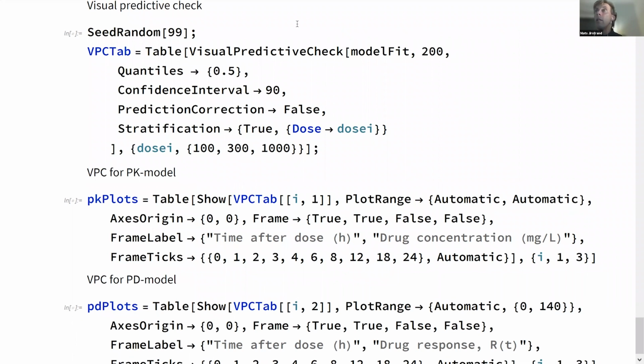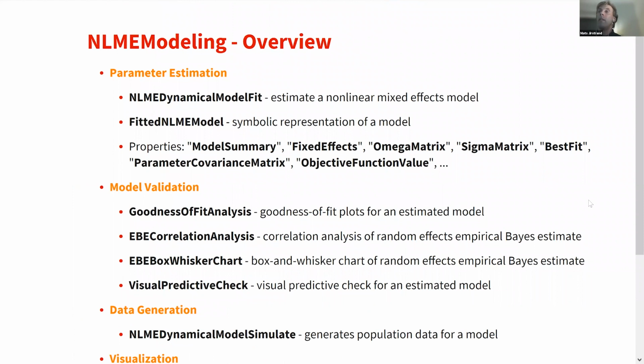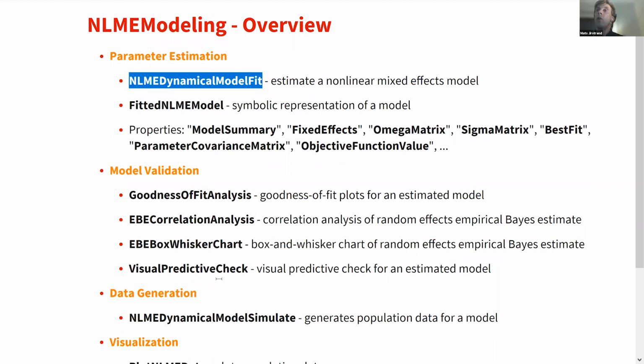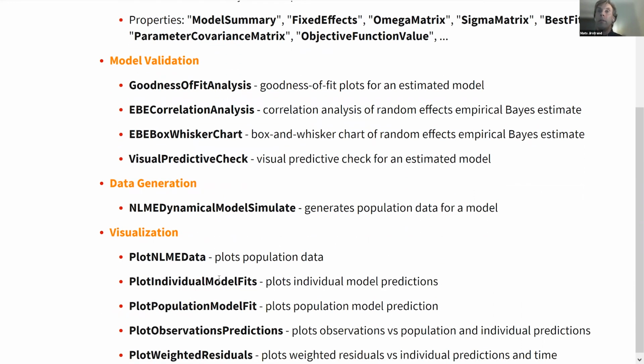I think I continue over to have room for some questions also, to just briefly go through. There's a regular guide page for the application. What we have seen is the main command is NLME Dynamical Model Fit, and the object that is spit out with a number of different properties. We have a set of different model validation tools that make life easier when it comes to debugging or understanding what terms you might have missed or should add in your differential equations. And you have a number of different data generation and visualization functions.